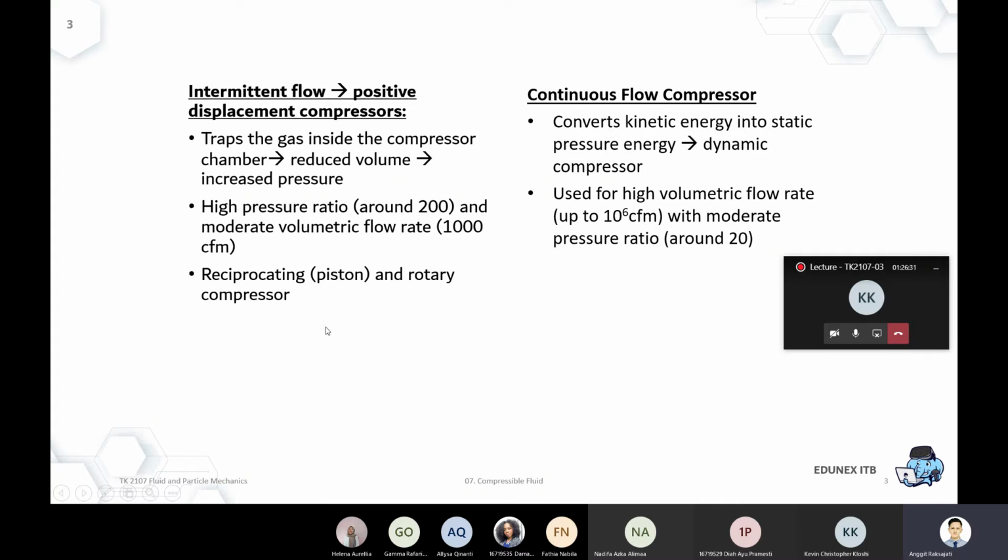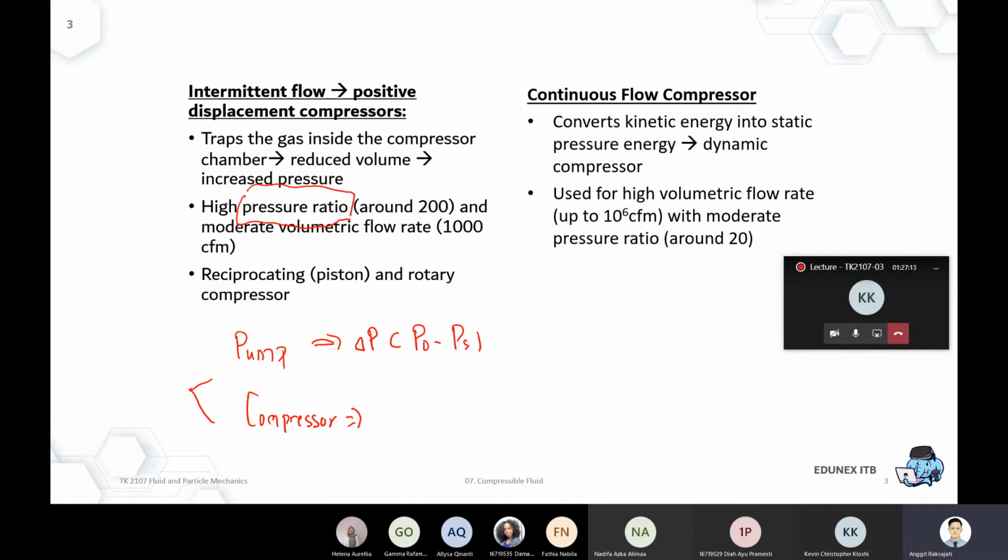Okay, so let me emphasize one thing: pump versus compressor. The important thing for a pump is the delta P. Delta P means discharge pressure minus suction pressure. That's different with a compressor. You don't ask people about the delta P of the compressor.